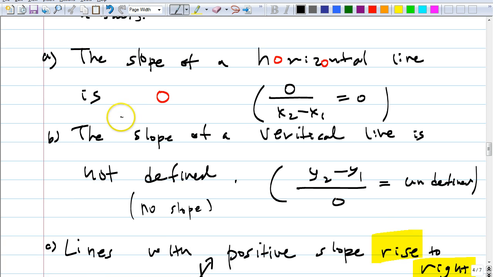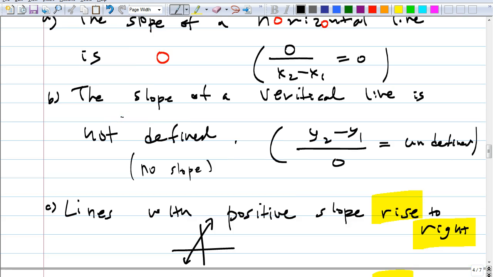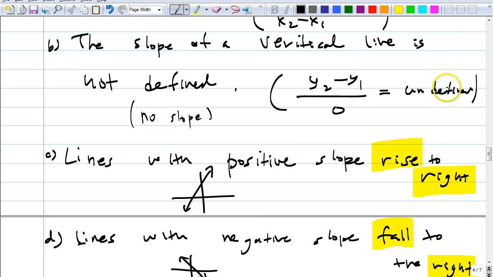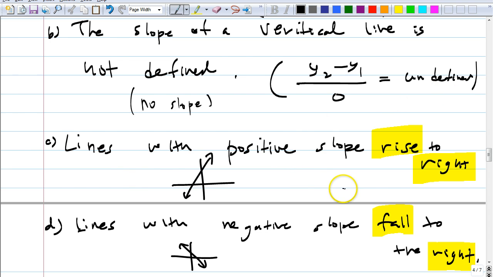So second one is the line with positive slope rises to the right. And do you see why it's important to say rises to the right? Because if you go the other way, it goes down, right? And of course, for a line with a negative slope, what happens as you go to the right? It goes down. Okay, it falls to the right. So write this down. These are the two other facts. Line with positive slope rises to the right. Line with negative slope falls to the right. So that's kind of nice to know. Okay, so go ahead and write it down.